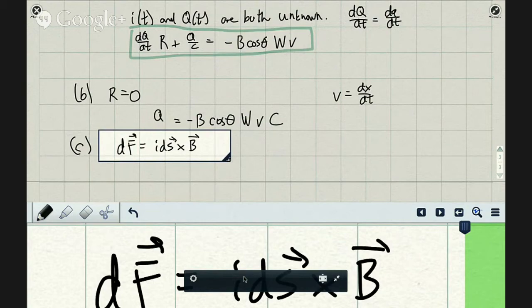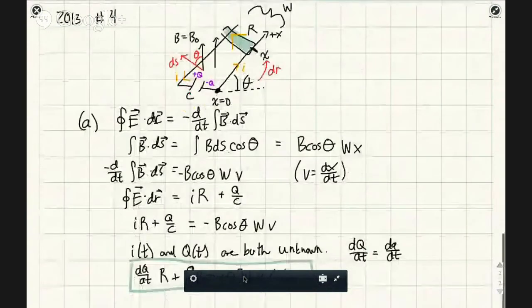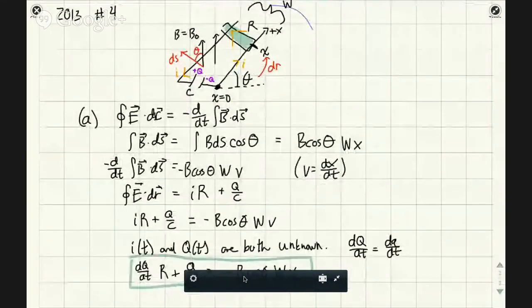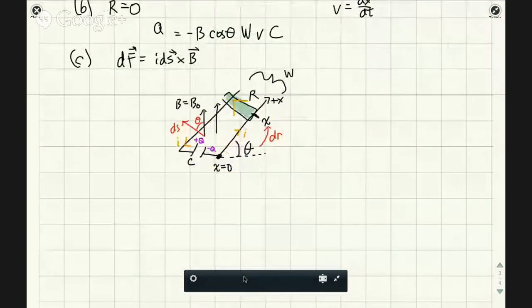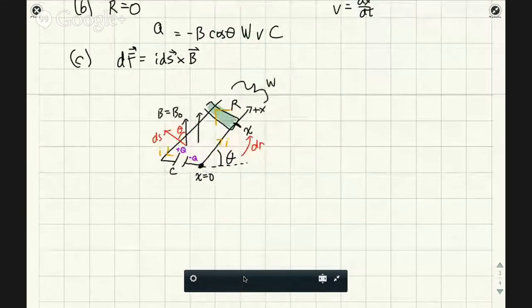I'm sick of scrolling up, scrolling down. It's no fun for anyone. So I'm going to go ahead and copy and paste this picture down here. And what I want you to focus on is that wire part. I think we're still ignoring resistance. Yeah, we're still ignoring resistance in this part.